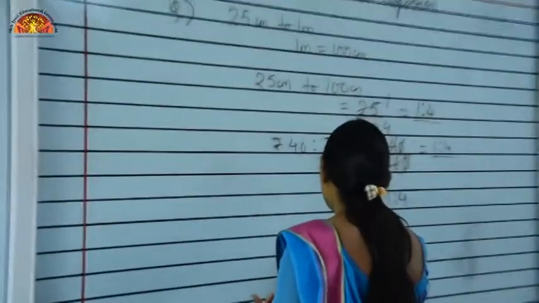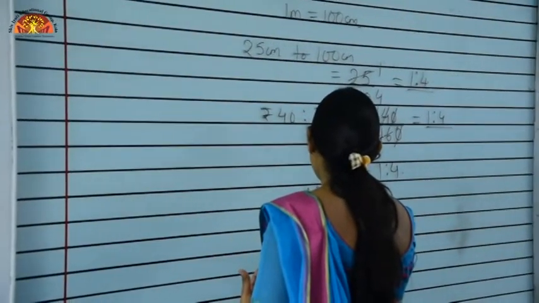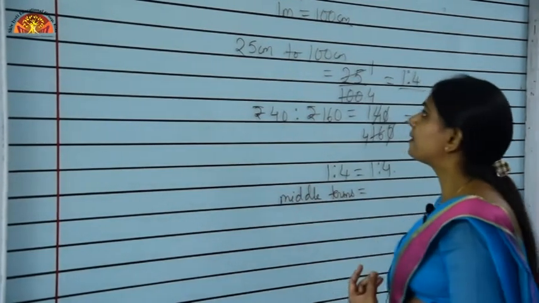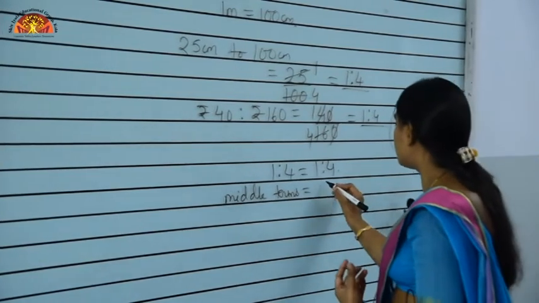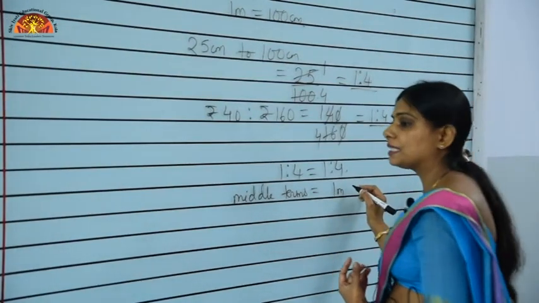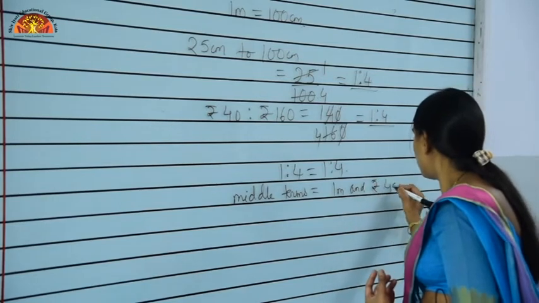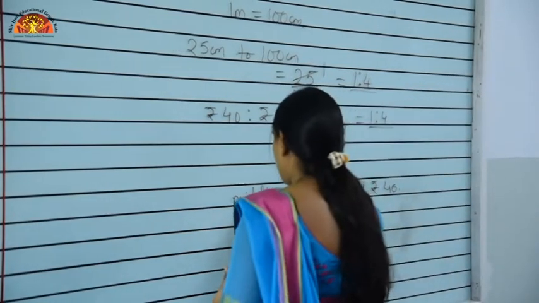So what are the middle terms? The middle terms are the second and the third terms. So which are the second and third terms? That is 1 meter and rupees 40, and the extreme terms.